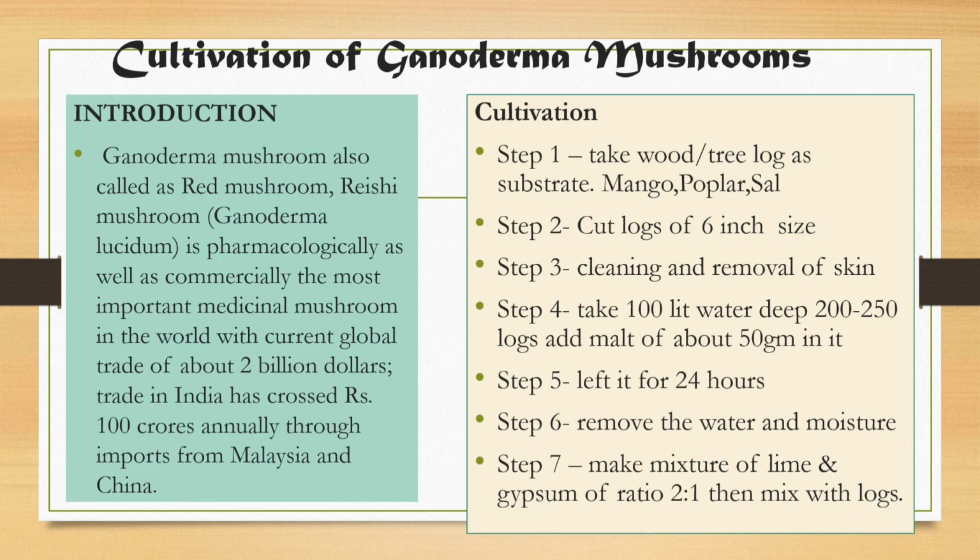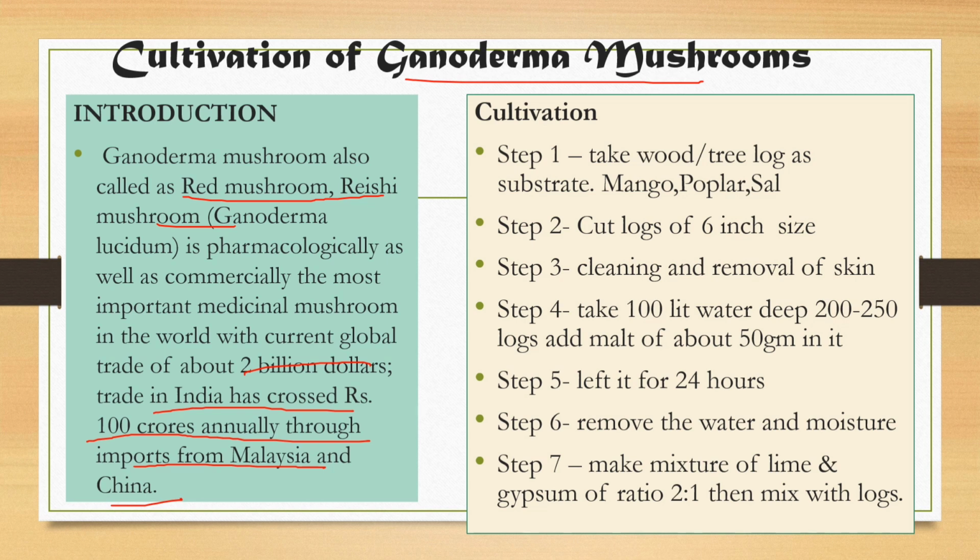Now coming to the cultivation of Ganoderma mushroom. Ganoderma mushroom is also known as red mushroom or reishi mushroom. It is the most important medicinal mushroom in the world, with a current global trade of about $2 billion. The trade in India has crossed rupees 100 crore annually through imports from Malaysia and China. Reishi is reported to have very significant medicinal value: anti-cancer, anti-HIV, anti-heart attack, cholesterol lowering, as well as anti-angiogenic, hepatoprotective, nephroprotective, anti-diabetic, antioxidant, etc.